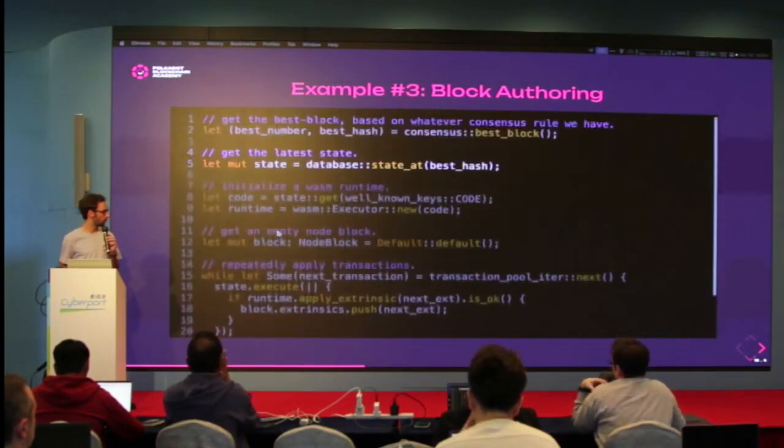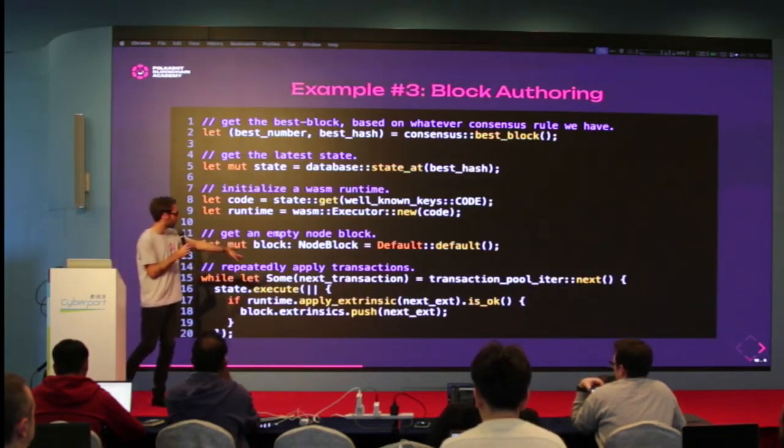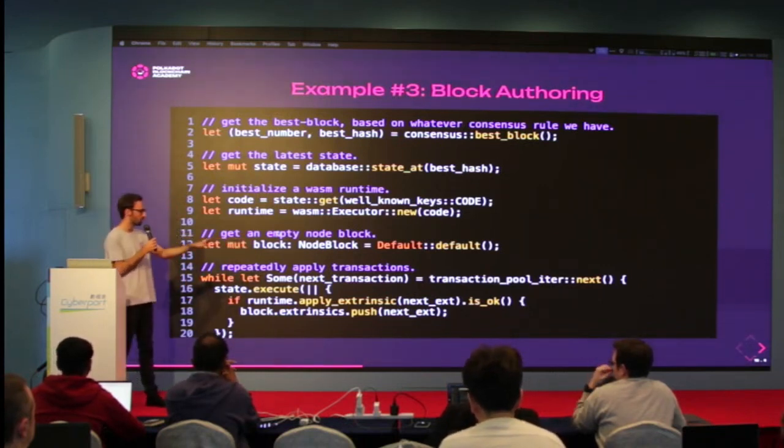I mean, I know it's pseudocode, but it should be like next transaction, right? When applying the extrinsic, because it's the same thing you get from the transaction. I think I renamed it to extrinsic sometime, but yeah. It's the same thing. Yeah, this is just a typo. Okay.